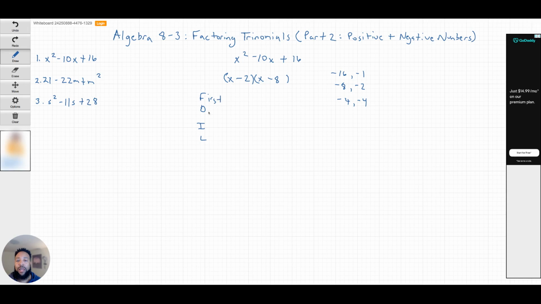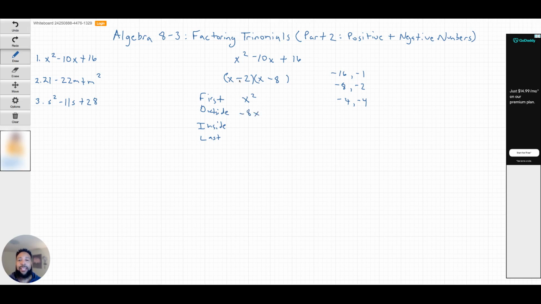First, outside, inside, last. So when we look at the parentheses, the first expressions we see are x and x. So x times x is x squared. If we look at the outside of the parentheses, we have x times a negative 8, which is negative 8x.